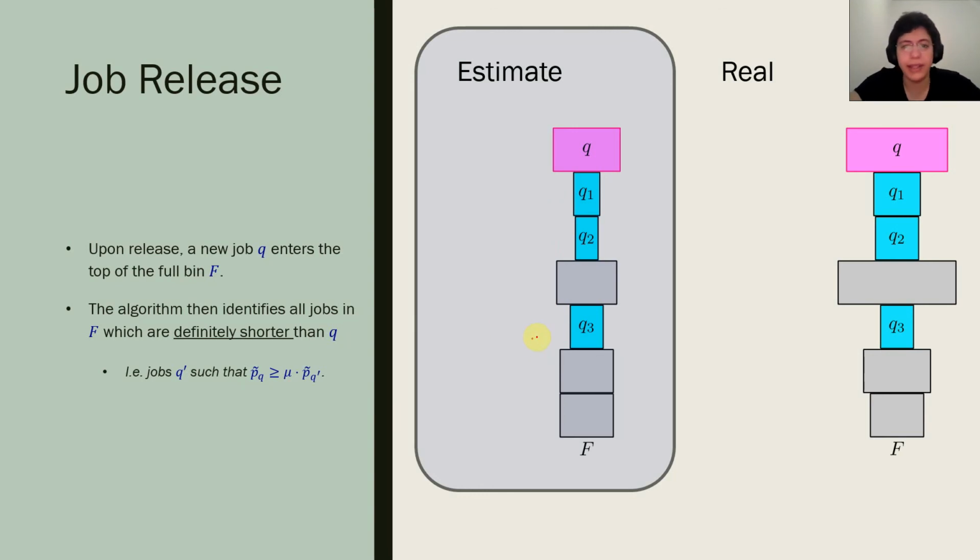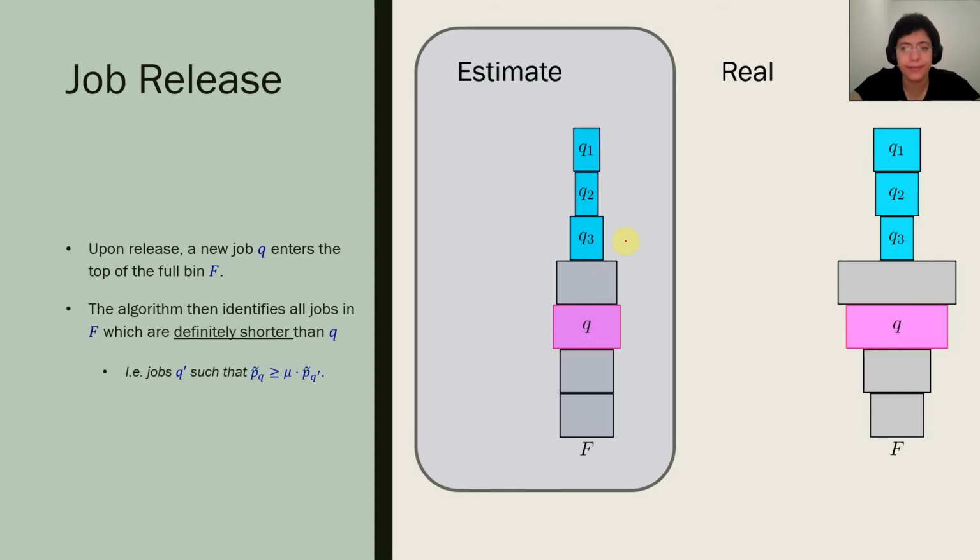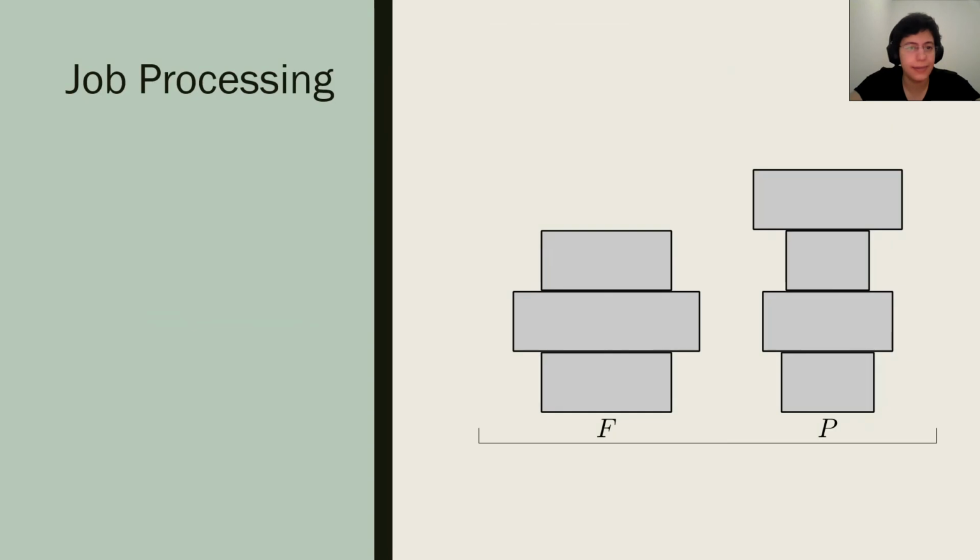Now that the algorithm identified those jobs, it's going to perform a rotation. What's a rotation? Q takes the place of Q3, Q3 takes the place of Q2, Q2 takes the place of Q1, and Q1 takes the place of Q. So this is the rotation. So this was job arrivals.